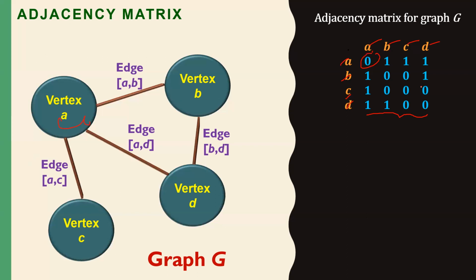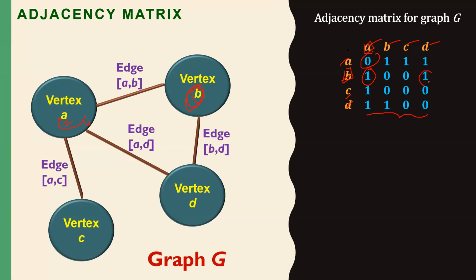But if you look at vertex B, so vertex B is over here, and there is an edge joining vertex A to vertex B. So that means the entry starting with column A and row B will have entry 1, because there's an edge pointing from vertex A towards vertex B, right?